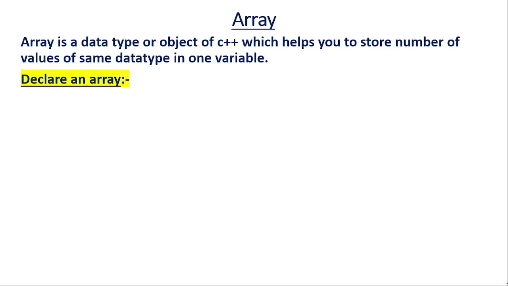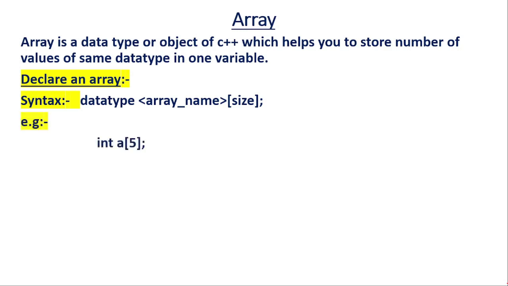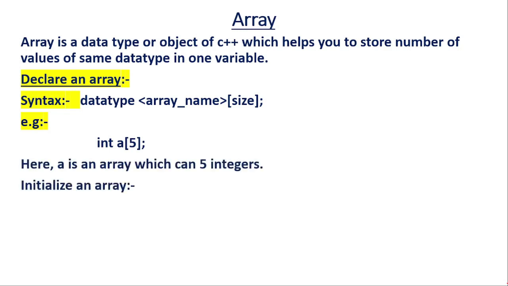OK, so एरे को आप डिक्लेयर कैसे करते हैं? How can you declare an array? For declaring an array you have to follow a syntax: data type, array name, and the size should be in square bracket. So in the example, जैसे मैंने लिखा है int a, स्क्वायर ब्रैकेट में लिखा है 5. इसका मतलब ये है कि it is an array which can store 5 integer values in it.